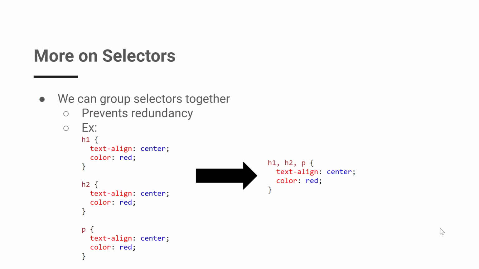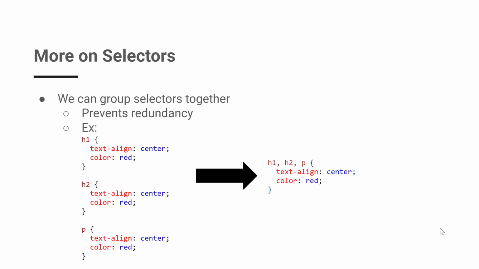We can also group selectors together, and this prevents redundancy within our code. Here you can see an example. We're applying the same styling to three different HTML elements. However, it's just a lot of lines for no apparent reason, so we can group those together in a comma separated list.